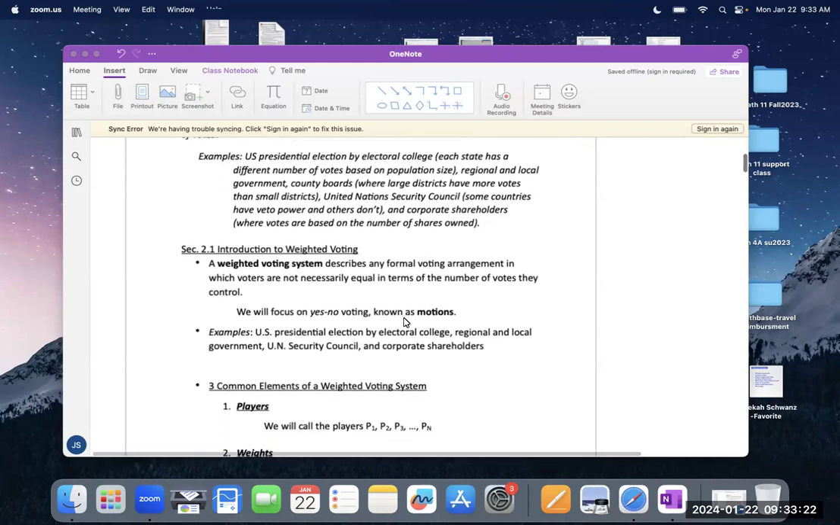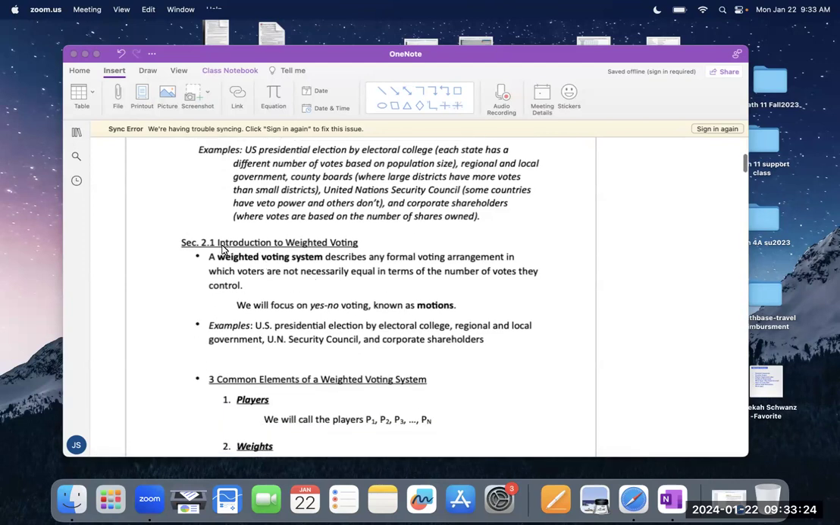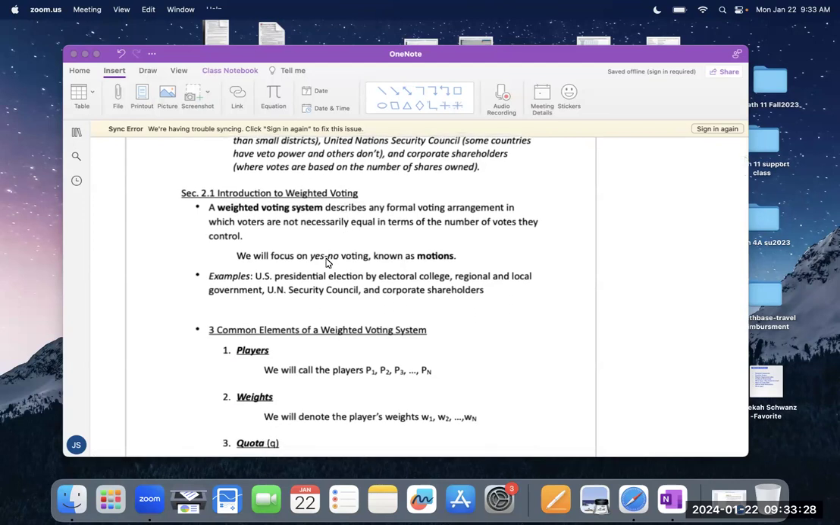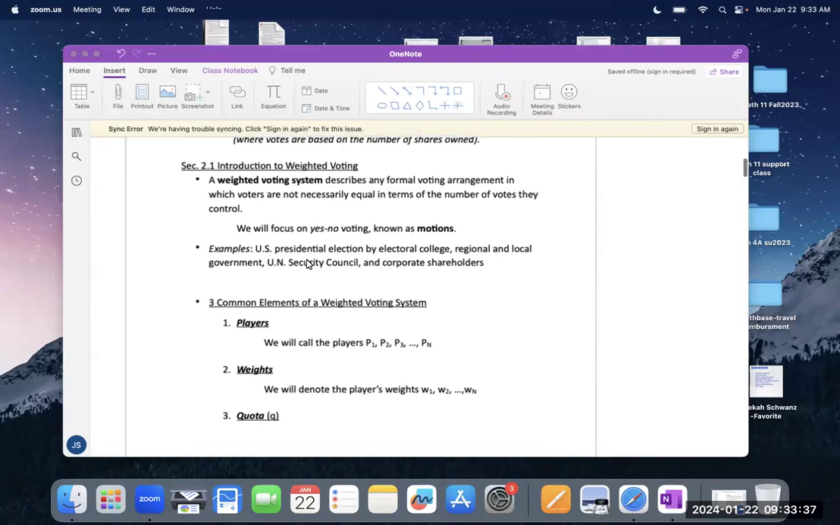So in 2.1, there's an introduction to weighted voting. And really here I want you guys to understand some of the definitions of the words and the notation that we're going to be using. So a weighted voting system describes any formal voting arrangement in which voters are not necessarily equal in terms of the number of votes they control.